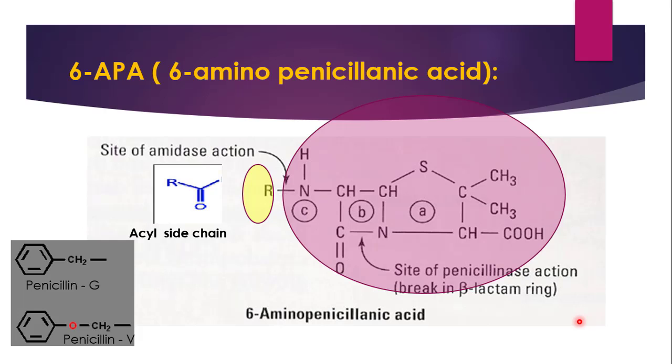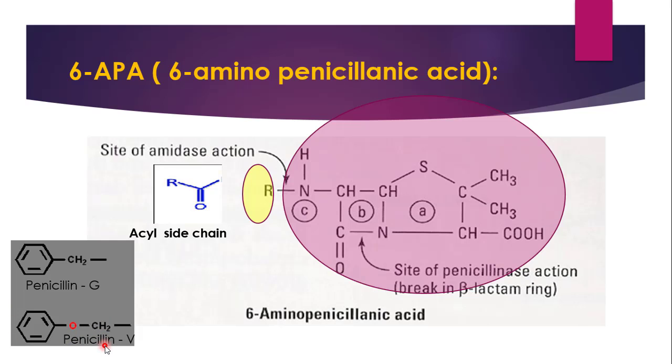Now if you come towards the penicillinic acid, 6-amino penicillinic acid, which is there in the penicillins. At the 6th position they have the acyl side chain, and this R will vary from penicillin to penicillin, which we have discussed in detail in our earlier penicillin video. Like if it is CH2 benzene ring, it is benzyl penicillin. Then if it is CH2O phenyl ring, then it is phenoxymethyl. So it is penicillin V.